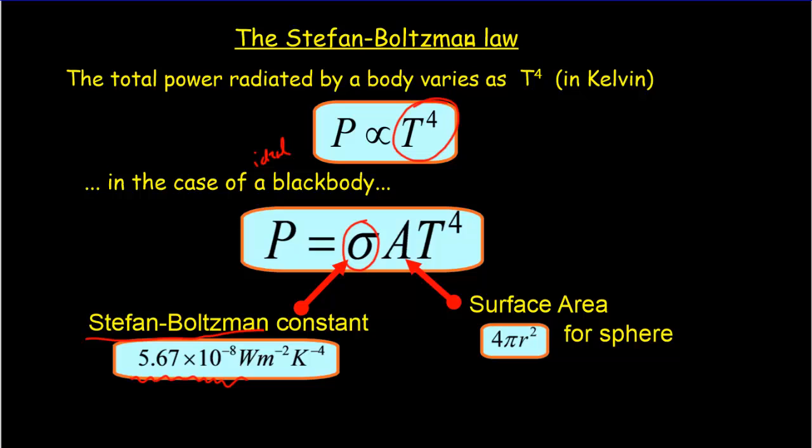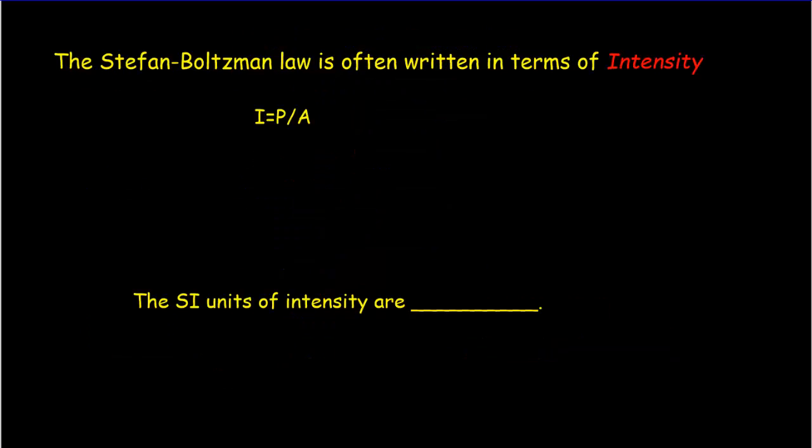And we've also got to multiply by the area, the surface area of our object. Most of the objects we're talking about will be spherical or nearly spherical, so that means that our area would be 4 pi r squared.